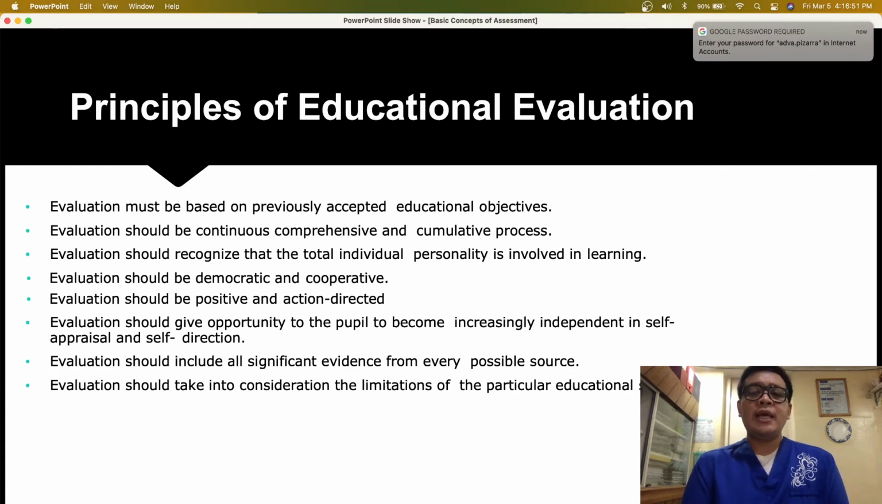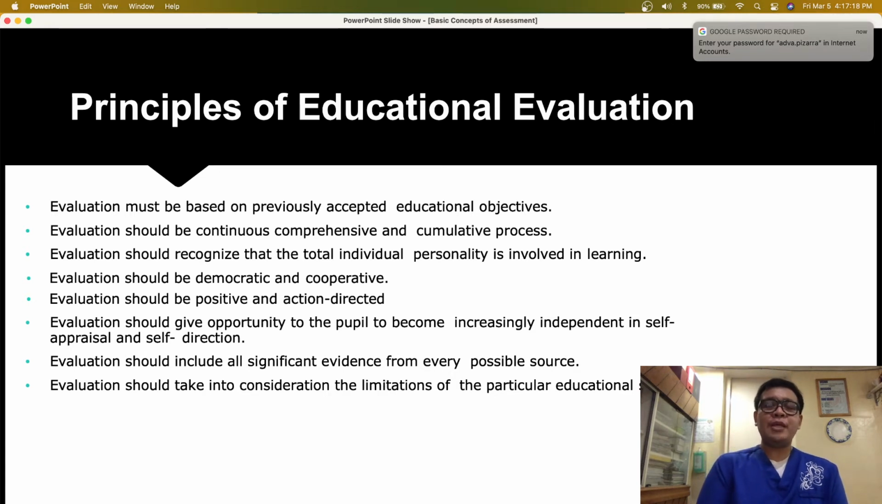So that means to say that through evaluation, there are things and actions that we have to take from time to time. We don't need to rush it. We have to make sure that every step is being analyzed and things should be properly well cascaded. Evaluation should give opportunity to the pupil or student to become increasingly independent in self-appraisal and self-direction.